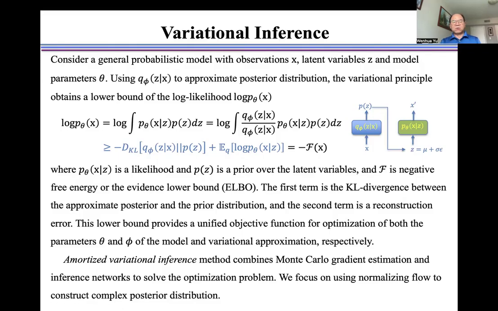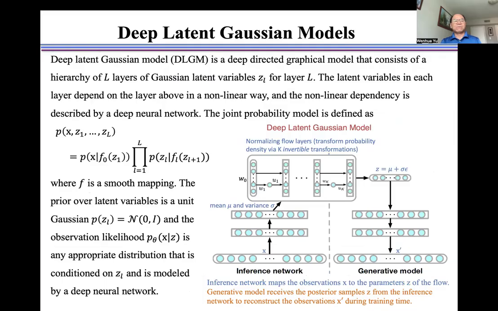This lower bound provides a unified objective function for optimization of both the parameters theta and phi, as shown here, of the model and variational approximation respectively. Amortized variational inference combines Monte Carlo gradient estimation and inference networks to solve the optimization problem. We focus on using normalizing flow to construct a complex posterior distribution.